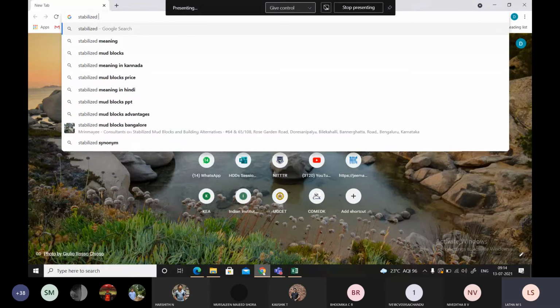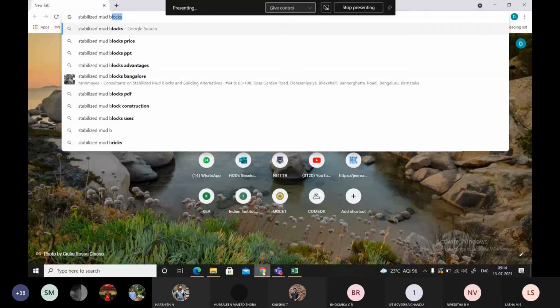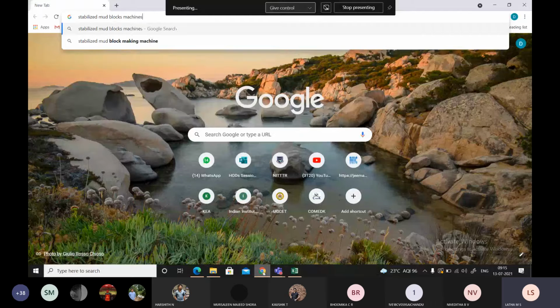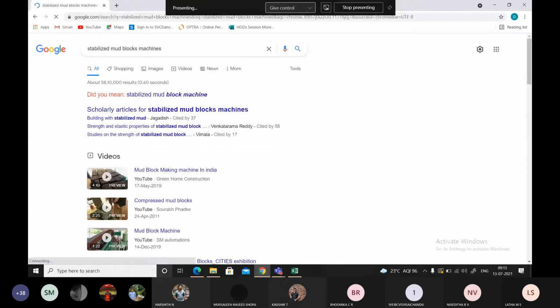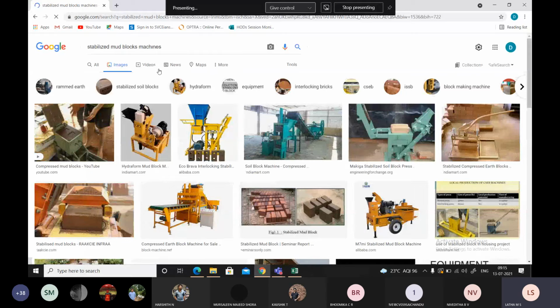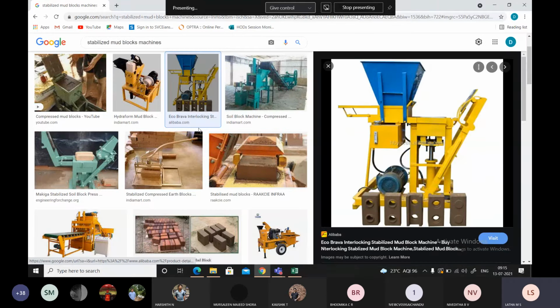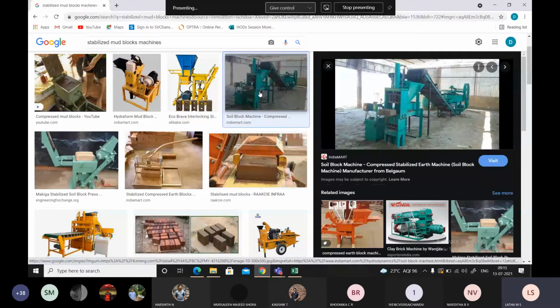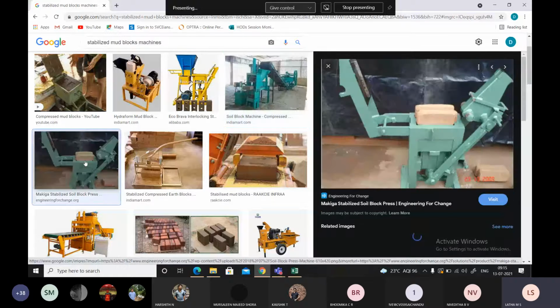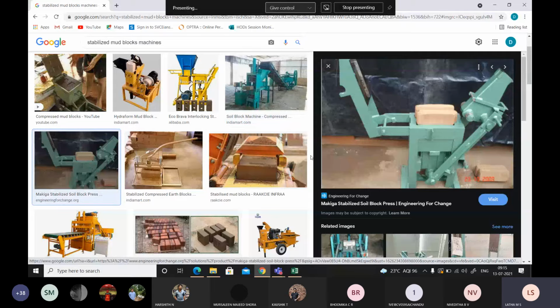Stabilized mud block machines. Some images I'll pick up. Yes, students, you can see here. You find different fabricators, they produce very differently. You can see here it's an electric operated machine. The manpower required is very minimal, and this is exactly what we have seen just before.